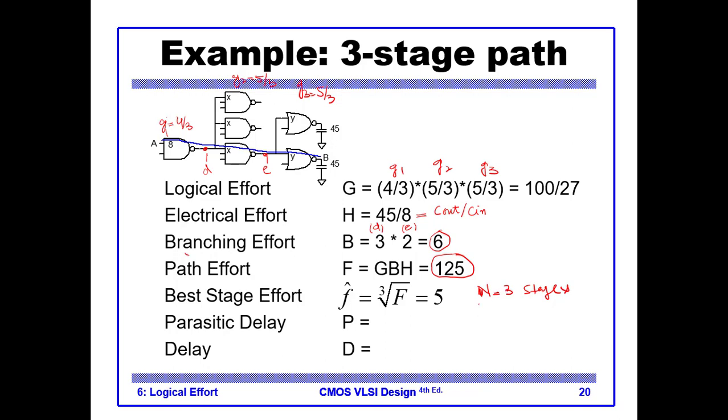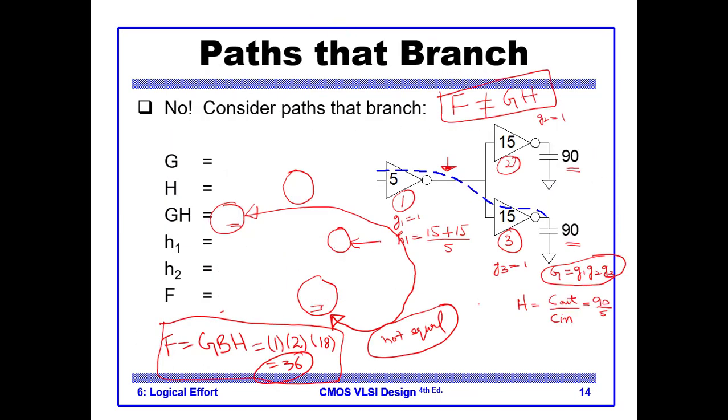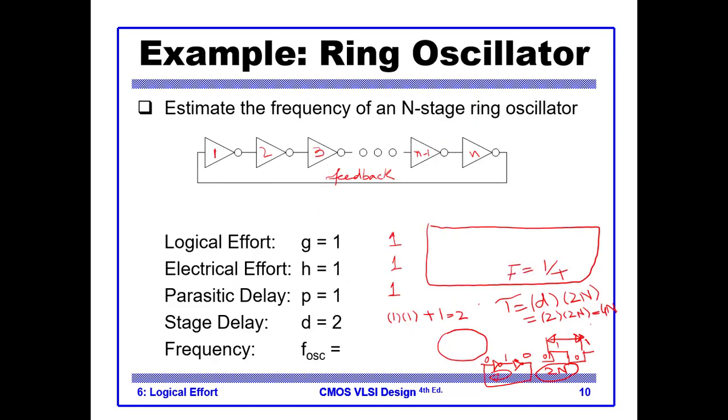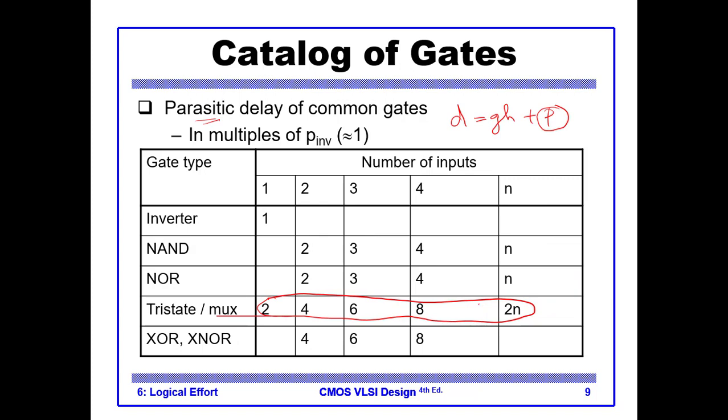What is the parasitic delay? This is also from the table. The parasitic delay for a 2 input NAND gate is 2 plus 3 plus 2. Again, let me remind you of the parasitic delay. So this is the table for parasitic delay. It is proportional to n, the number of inputs.